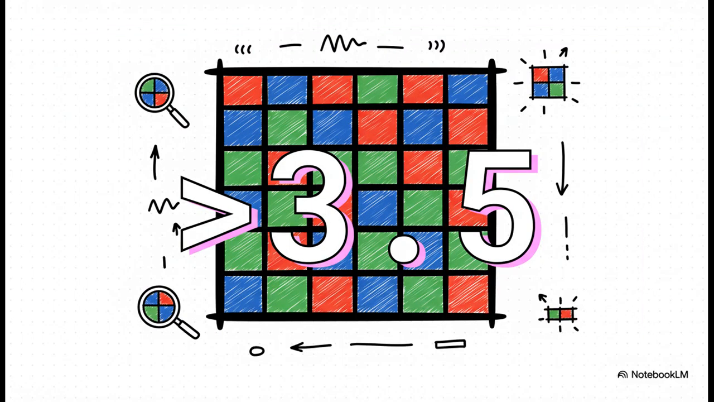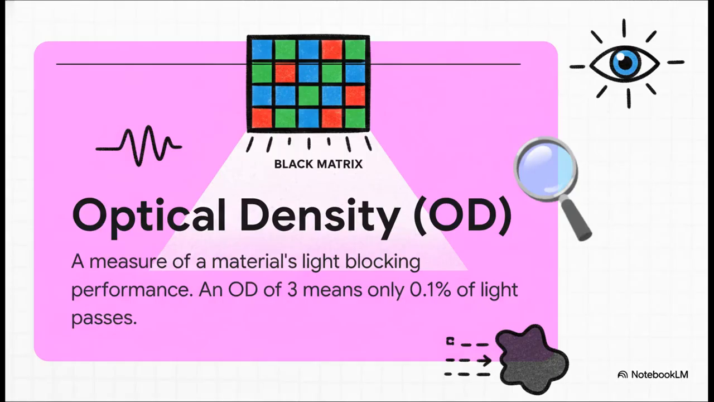Now, for this black matrix to do its job, it has to be incredibly good at blocking light. Its performance is measured by something called optical density, or OD. And for any high-quality display, you're looking for an OD that's greater than 3.5. So, what on earth does that number even mean? Well, optical density is just a way of measuring how much light a material can absorb. For perspective, an OD of 3 means the material is blocking 99.9% of the light. Only a tiny 1,000th of the light gets to pass through. So an OD of 3.5 is even better, and it's what ensures the blacks on your screen are truly black and the colors are perfectly pure.